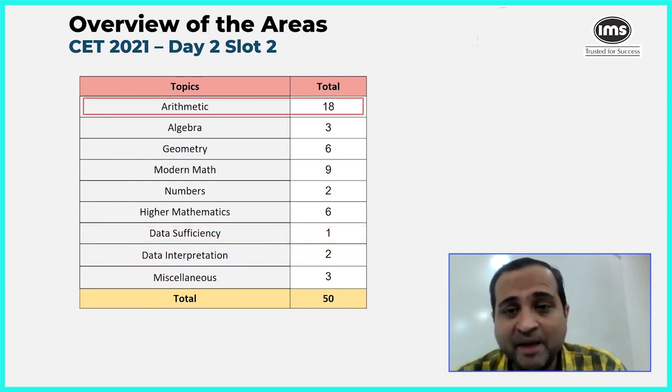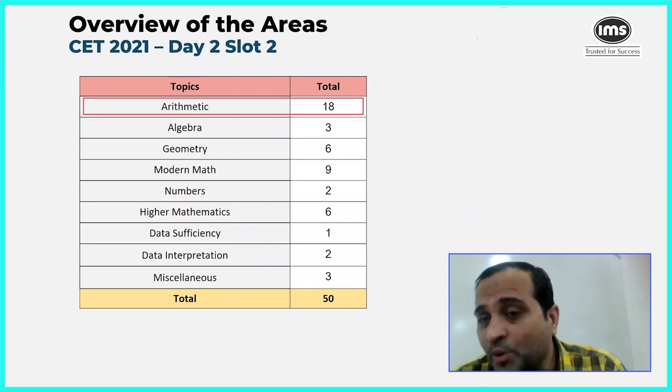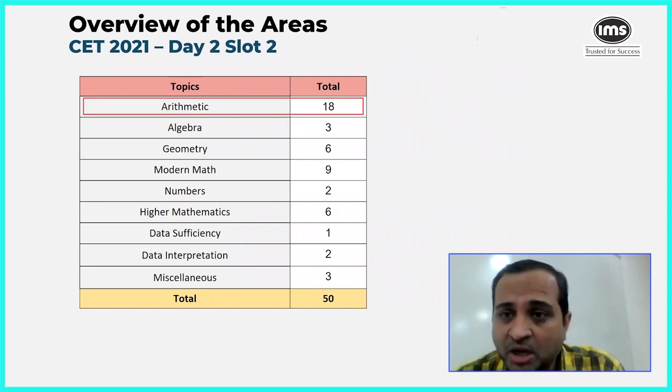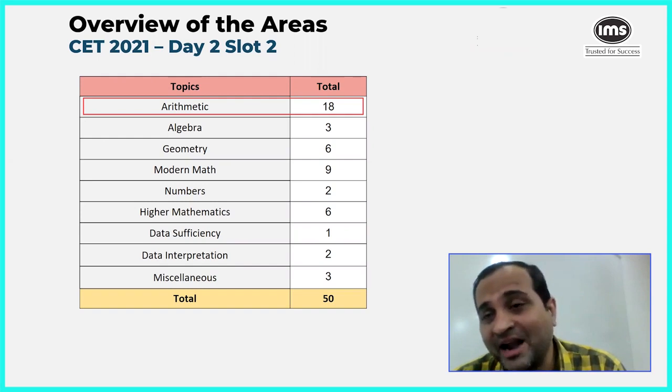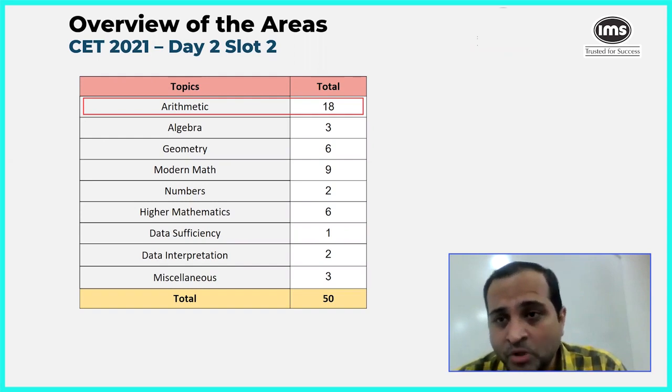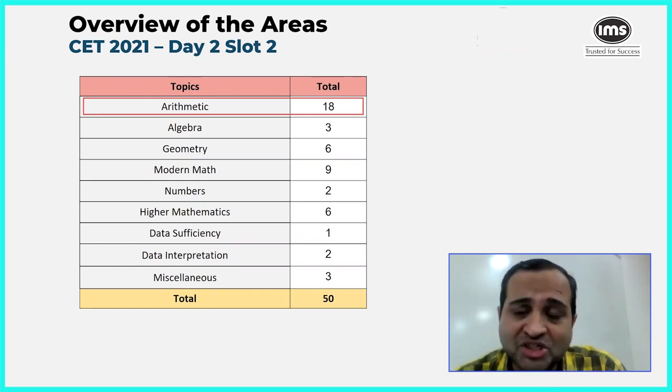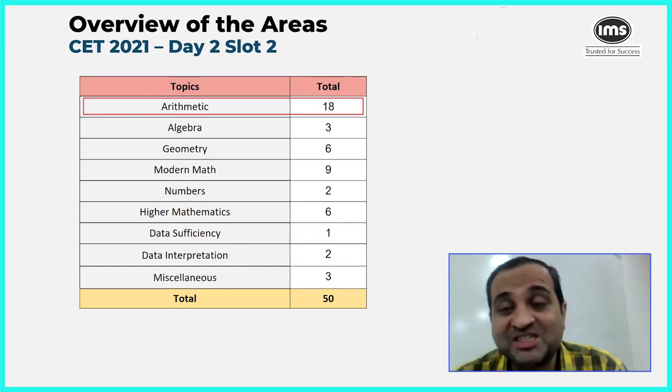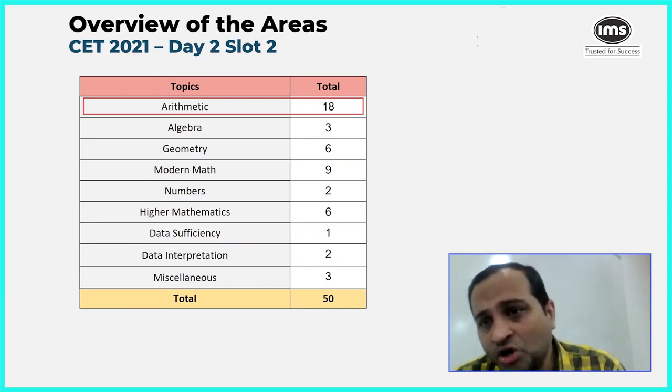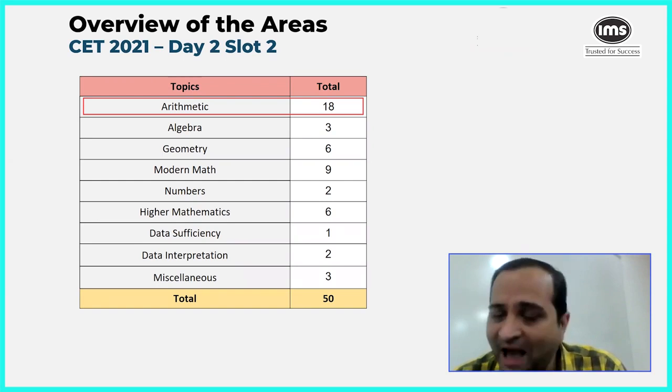Arithmetic made up a major chunk with 18 questions. If I look at arithmetic, you had 6 to 7 questions approximately on time speed distance, a couple of questions on work pipe systems, 1 question on rate and work, time and work, you can say. Other questions, there were 1 question on profit and loss, 2 questions on SICI, 1 question on statistics, which was basically asking you to find mean, 1 question on statistics, 1 or 2 questions on averages. This is what arithmetic consisted of.